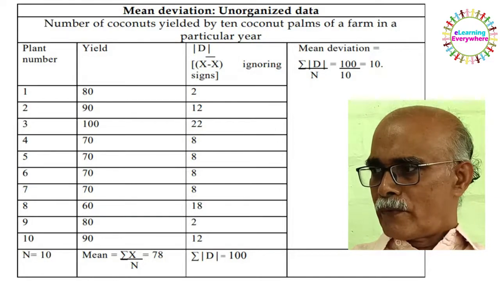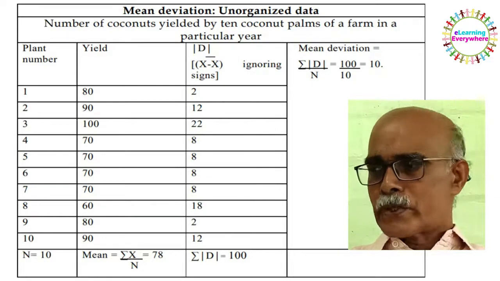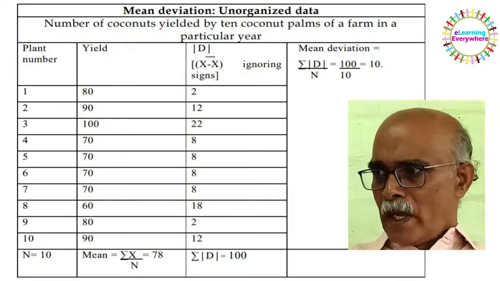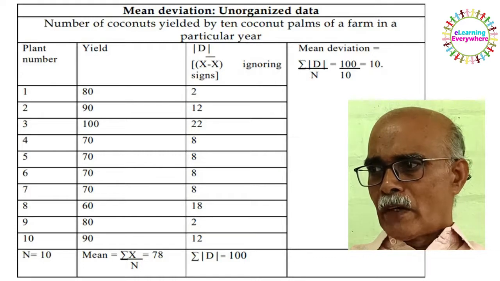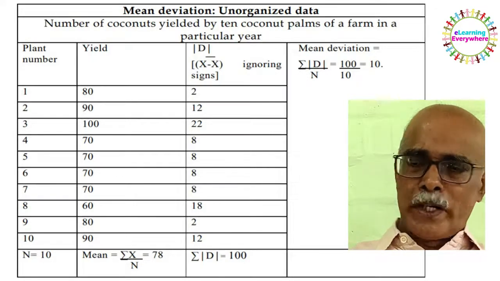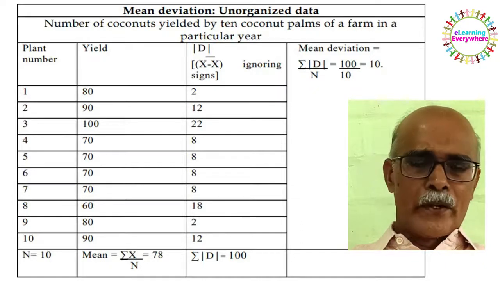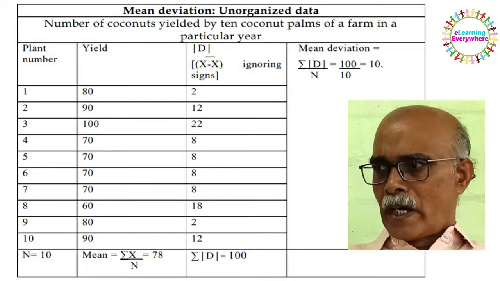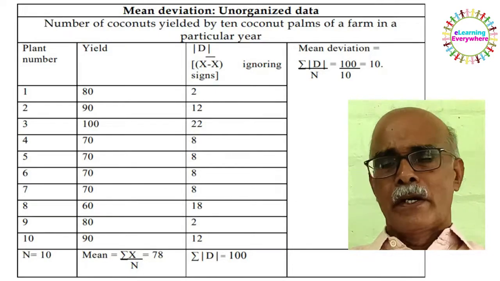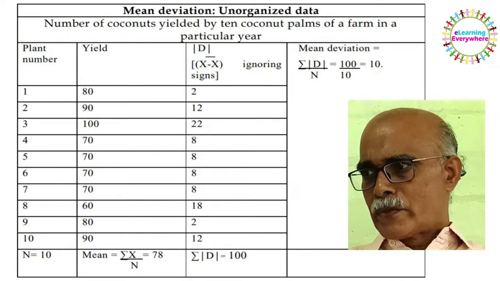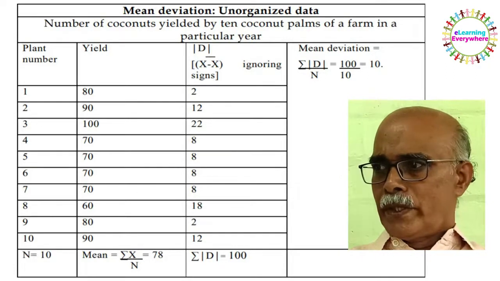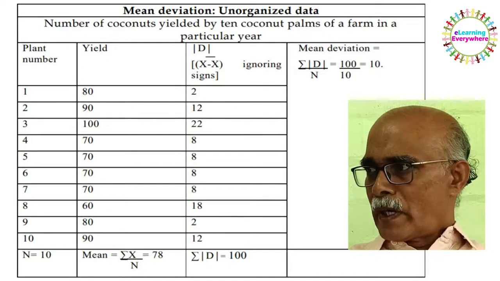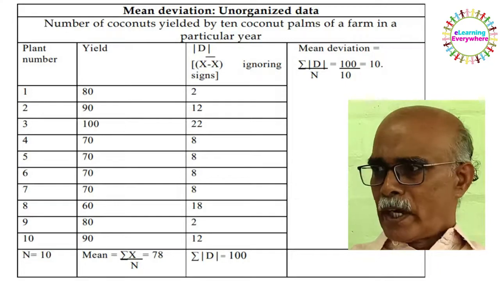N is the total number of individuals, the total number of units. And here there are 10 plants and n is equal to 10. And the next step is calculation of mean, as you have studied already. In the case of unorganized data, mean is equal to sigma x by n. And if you are calculating sigma x by n from these values, you can see that the arithmetic mean is 78.